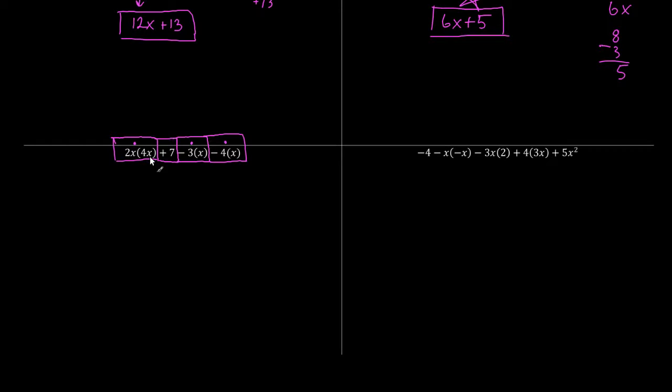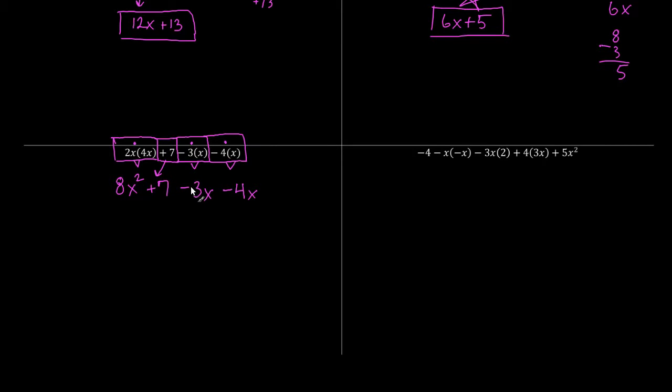So 2x times 4x. So 2 times 4, positive times a positive is a positive. 2 times 4 is 8. X times x is x to the second power. Don't forget that. We multiply it here. We just bring this one down. Negative 3 times x is negative 3x. Negative 4 times x is negative 4x. Okay, so we did these.